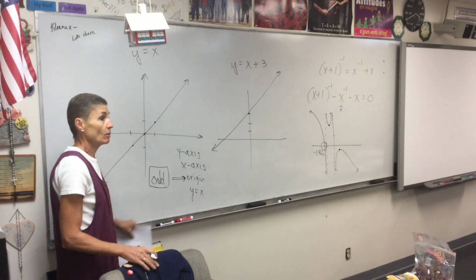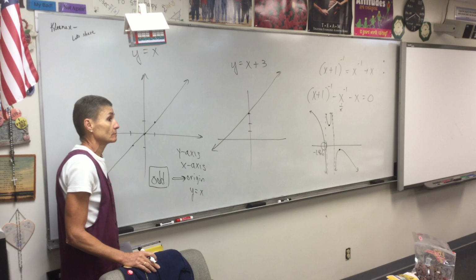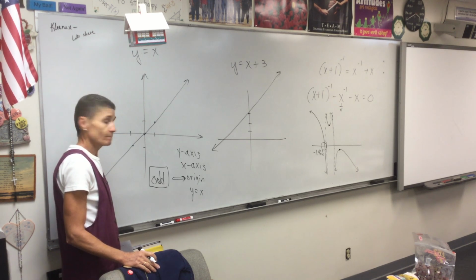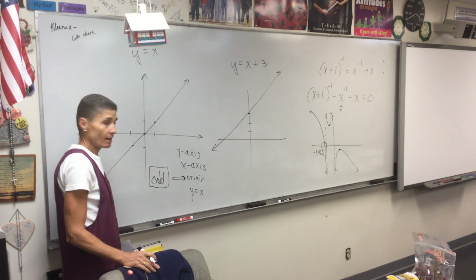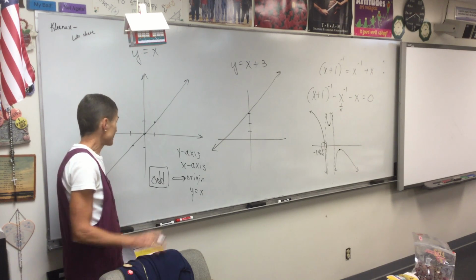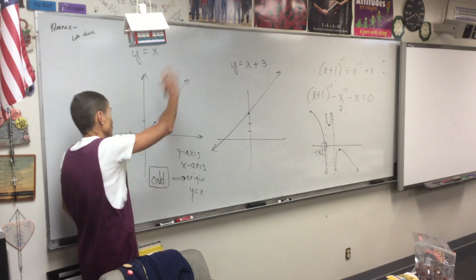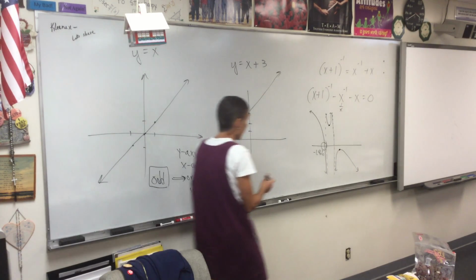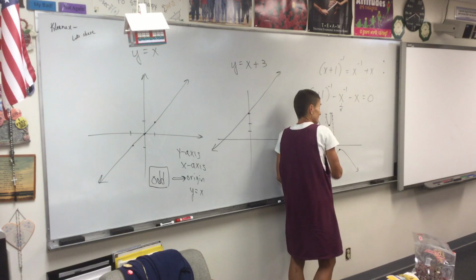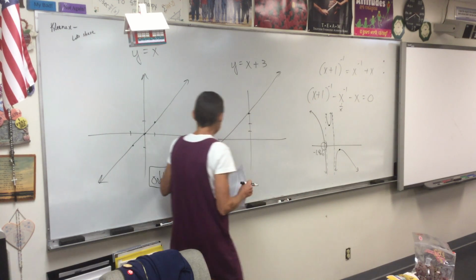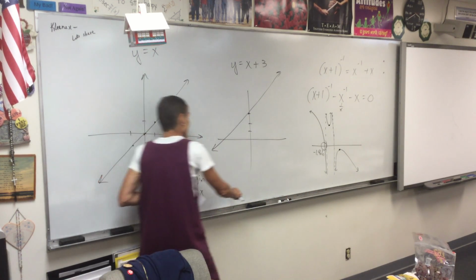Any asymptotes at all? Any vertical asymptotes? Any horizontal asymptotes? None. This picture has no asymptotes. It just goes. There's nothing stopping it like we have here. It just goes. So there's no asymptotes. And then end behavior.